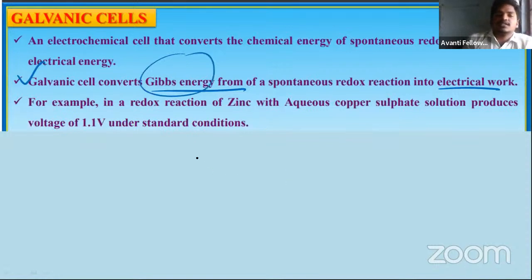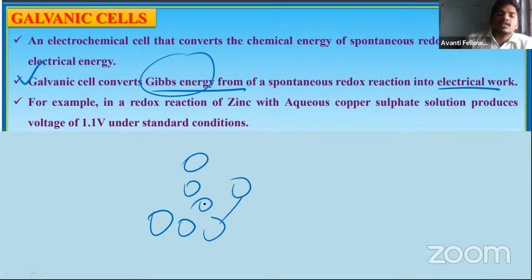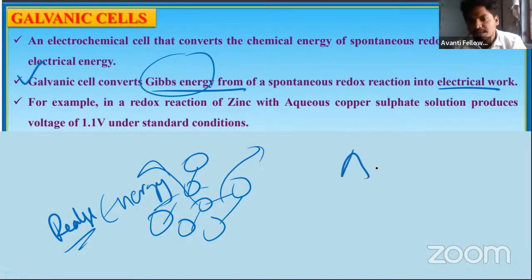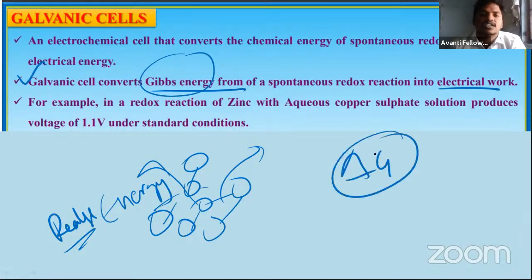Gibbs energy is nothing but, let's suppose you have some chemical molecules, whenever they collide, they will release some energy. They will release some energy, right? This is nothing but Gibbs free energy, which is represented by delta G. The significance of delta G is that it is helpful for work. Energy, it is helpful for work.